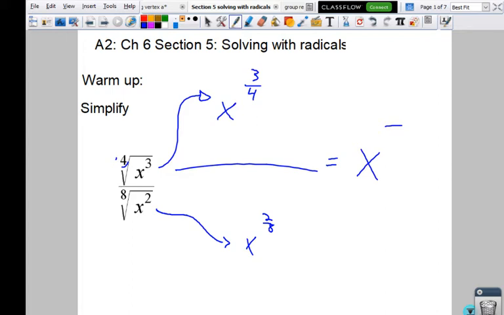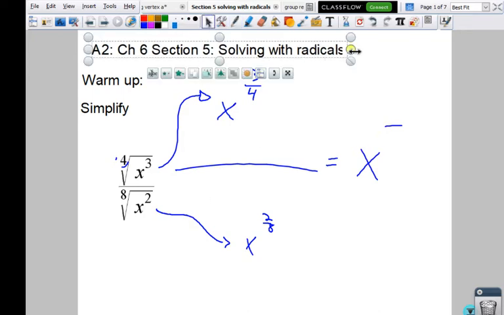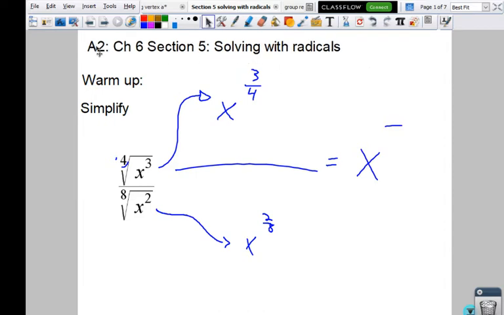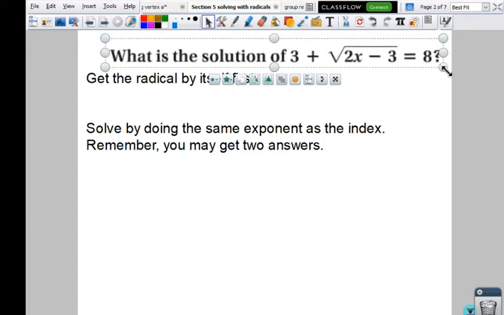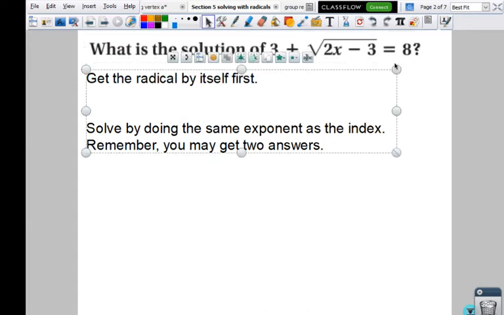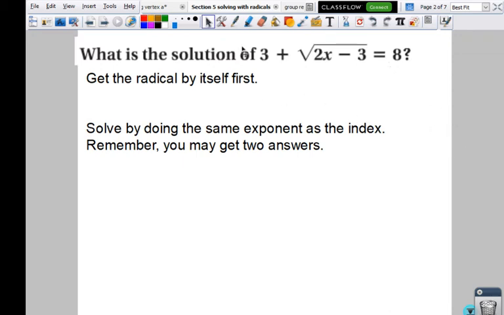So, what we're going to be doing today is solving equations with radicals. You guys will probably like this better than some of the others because it's going to be a lot of solving equations, which you usually like to do. We're going to find the solution of 3 plus the square root of 2x minus 3 equals 8.